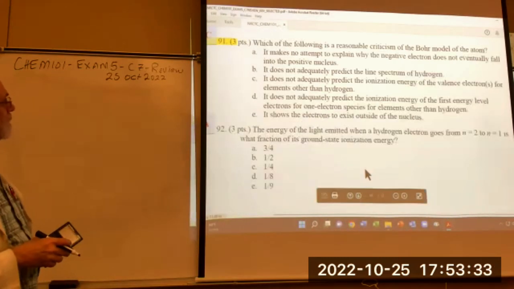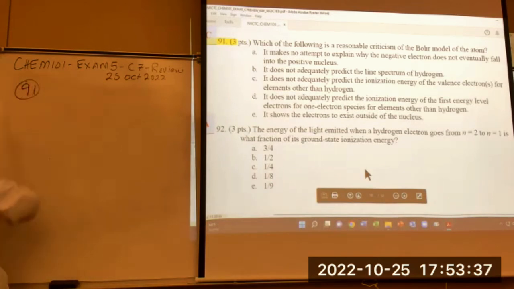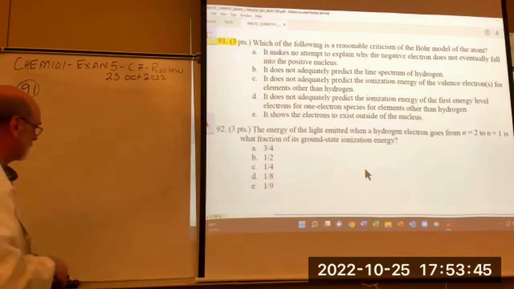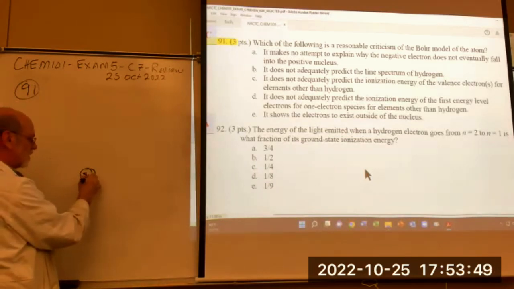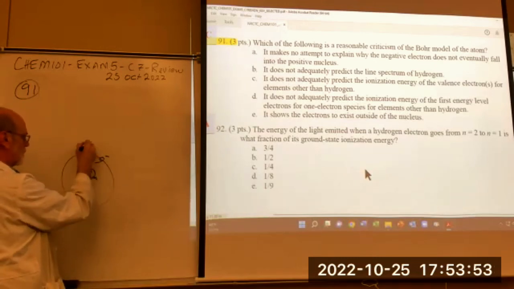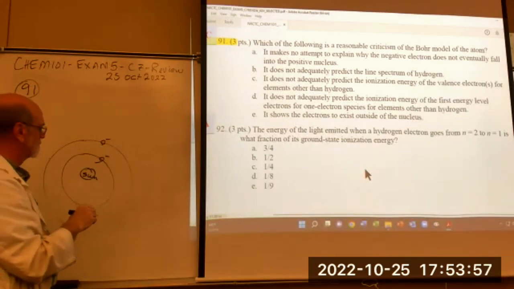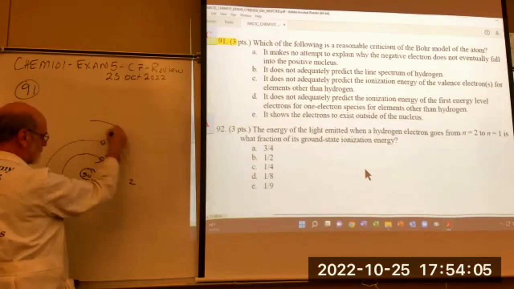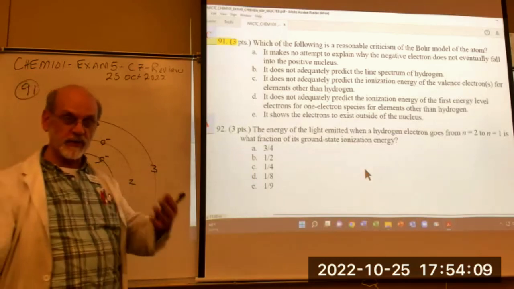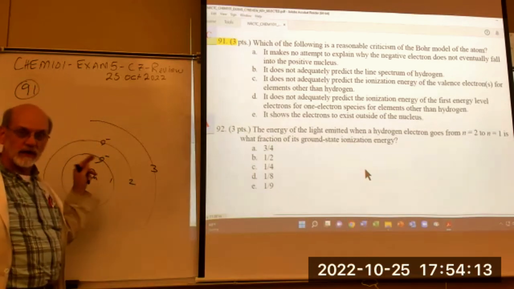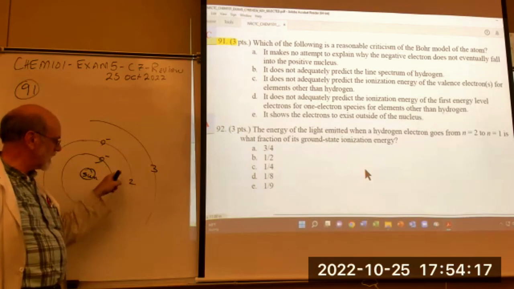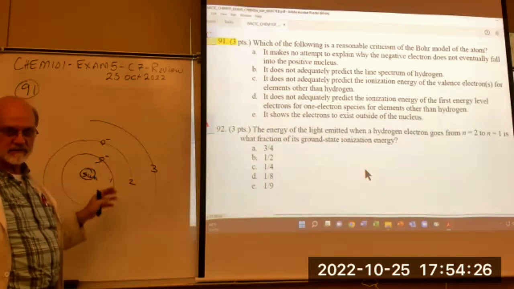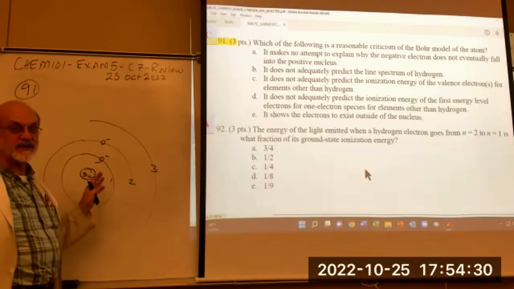Okay, let's see where we're at. 91. Which of the following is a reasonable criticism of the Bohr model of the atom? Okay, remember the Bohr model? It says there's a nucleus here, kind of like the sun, and then there are electrons out here orbiting like the planets. That's the Bohr model. And each one of these levels has a number associated with it, which we now use as the principal quantum number. And electrons can only occupy positions equivalent to this energy level, that energy level, that energy level, on in whole number increments. And these are quantized positions. Nothing in between. It's not continuous, it's quantized.